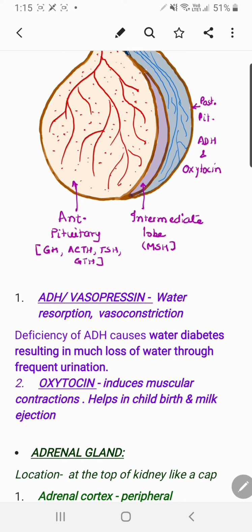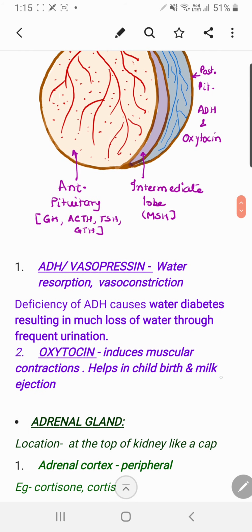Always study it in comparison with diabetes mellitus, because there you might be having a differentiate on the basis of bulk of glucose or bulk of water, and the other thing is which hormone is basically responsible for the diseases, right? The second one is oxytocin. So here you see that oxytocin induces muscular contraction and helps in childbirth and milk ejection.